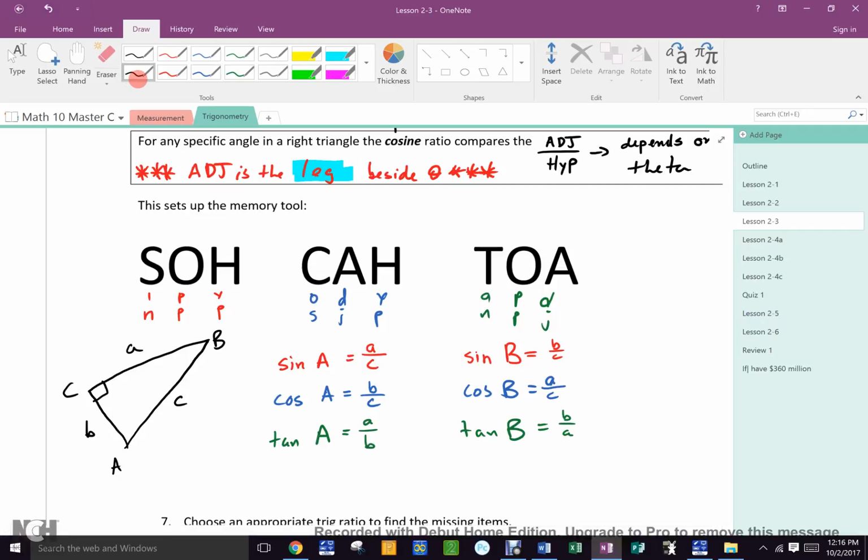Now, what do you notice about the sine of A and the cos of B? They're the opposite. Look closer. They're the same. What do you notice about the sine of B and the cos of A? They're the same.